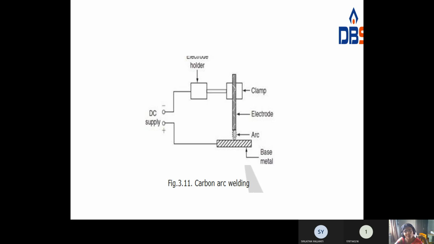So between the electrode and base metal you have to maintain some distance. Whenever the current passes through the air in this distance, the air will be ionized and it will strike the arc between the electrode and base. At that time, by using this arc you weld the base metal. This type of welding is called carbon arc welding.